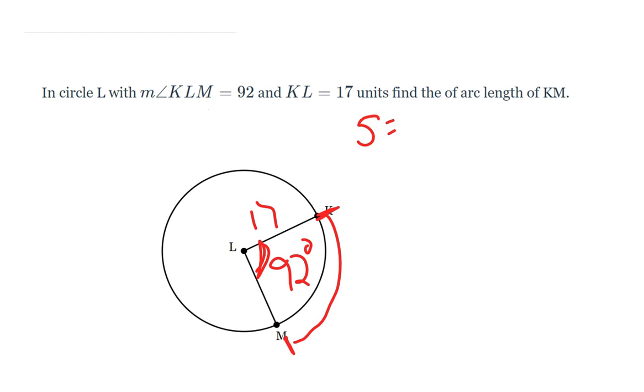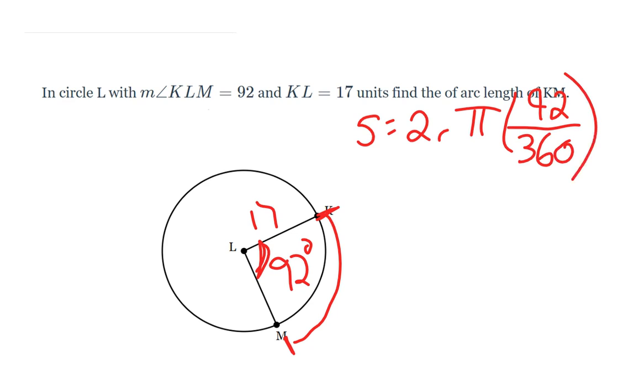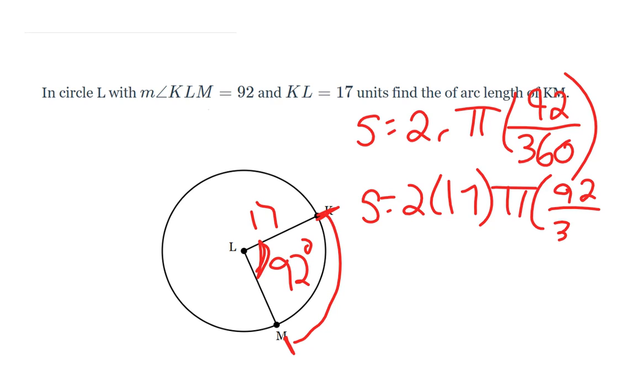So I'm going to use my sector length formula, which is going to be 2 times the radius times pi times whatever degree I have out of 360. In this case, it'd be 92 out of 360. My radius is 17, so I can plug that in. 2 times 17 times pi times 92 over 360.